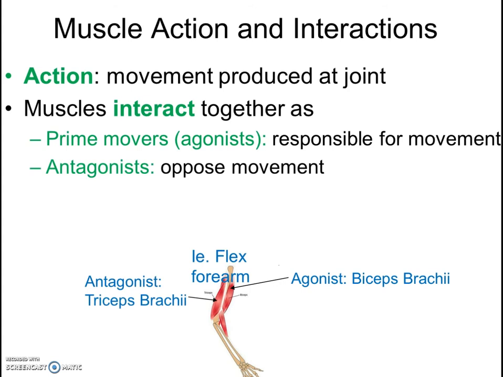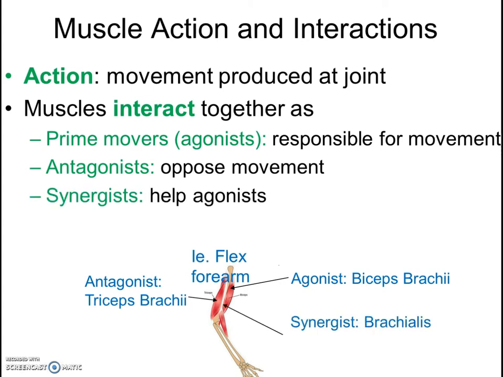Now, when the biceps brachii flexes the forearm, you actually have a muscle that opposes this main movement, that will want to go in the opposite direction. For example, extend the forearm. And that muscle is called the antagonist. So in this case, the antagonist is your triceps. Full name is triceps brachii, which is on the other side of the humerus bone from the biceps brachii.